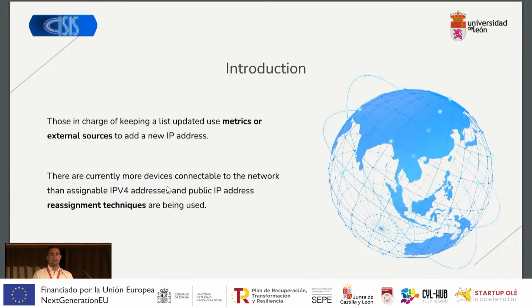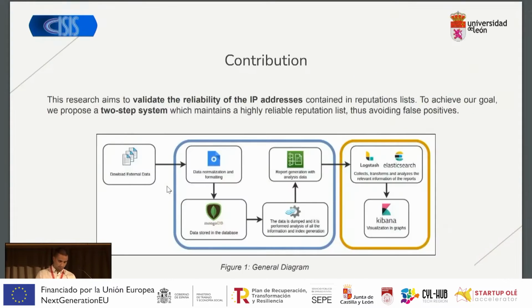Reputation lists belong to private or public entities which are in charge of maintaining them, adding new IP addresses, or removing them. There are currently more connectable devices than public IPs, so that's an issue because of reassignment techniques, and it's quite hard to know whether an IP in a blacklist is malicious or not. For example, an IP that belonged to an attacker can be reassigned to an ordinary household and still be in a blacklist.